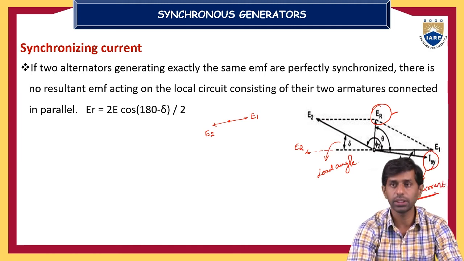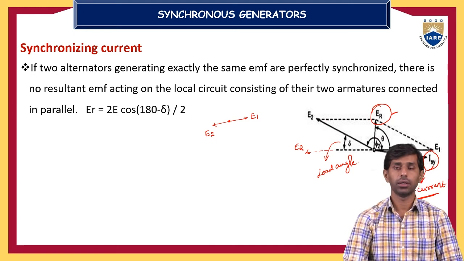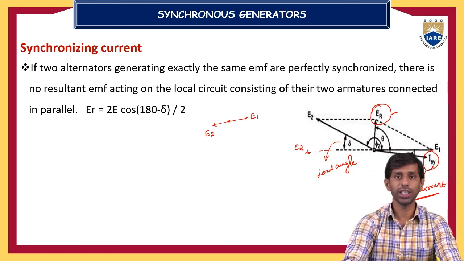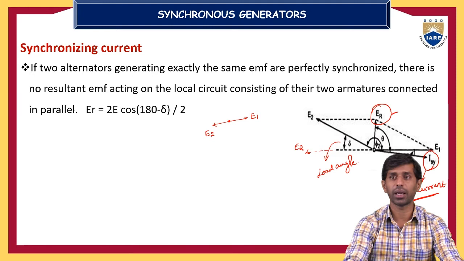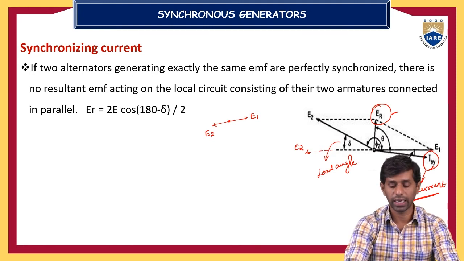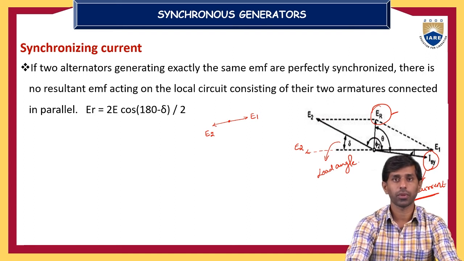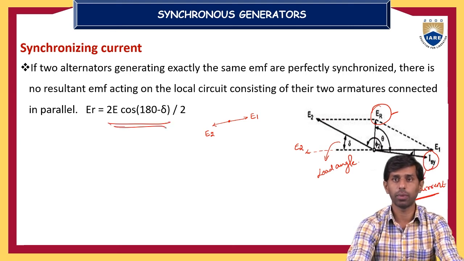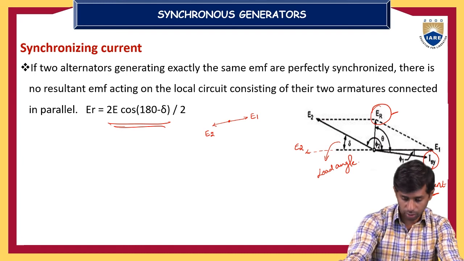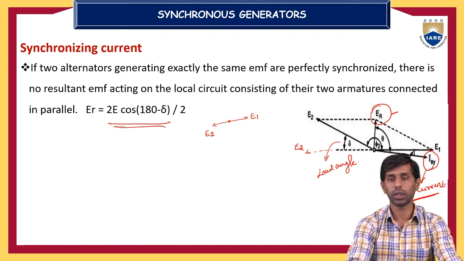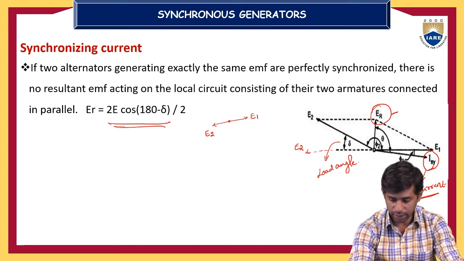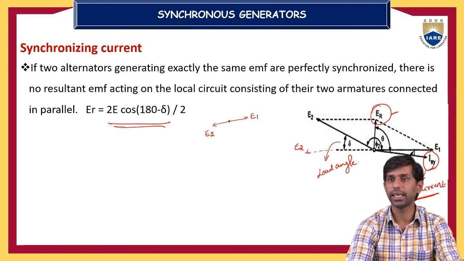A synchronizing current will be circulating in the local circuit, that is in the armature of alternator 1 and the armature of alternator 2. In the local circuit, the two alternators are connected in parallel through their armatures. So a synchronizing current, ISY, starts flowing in the local circuit. So the resultant induced EMF is equal to 2E cos((180 minus del) by 2). E is the magnitude of induced EMF, and del is the load angle. And this synchronizing current is almost in phase with E1.